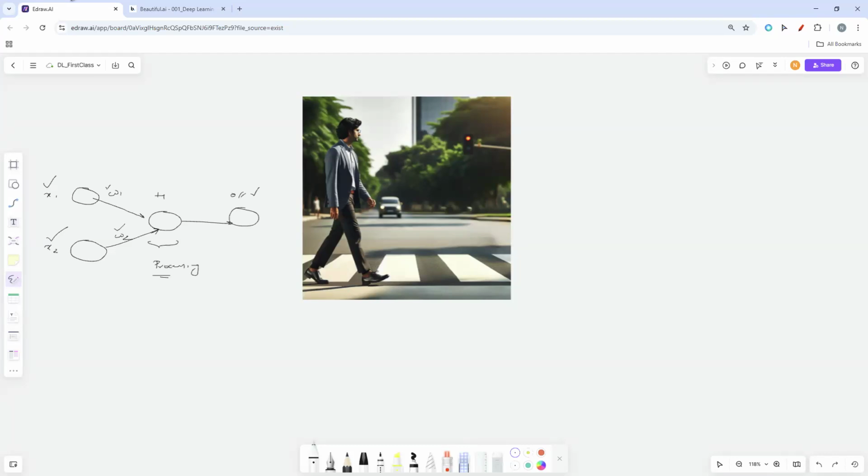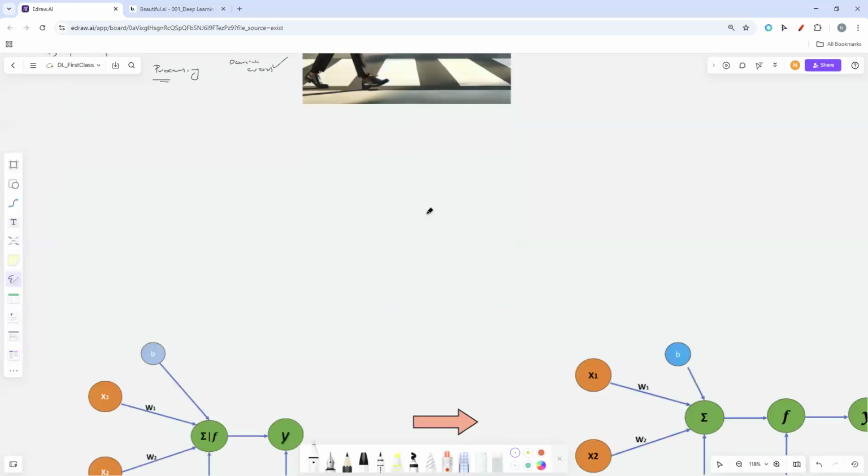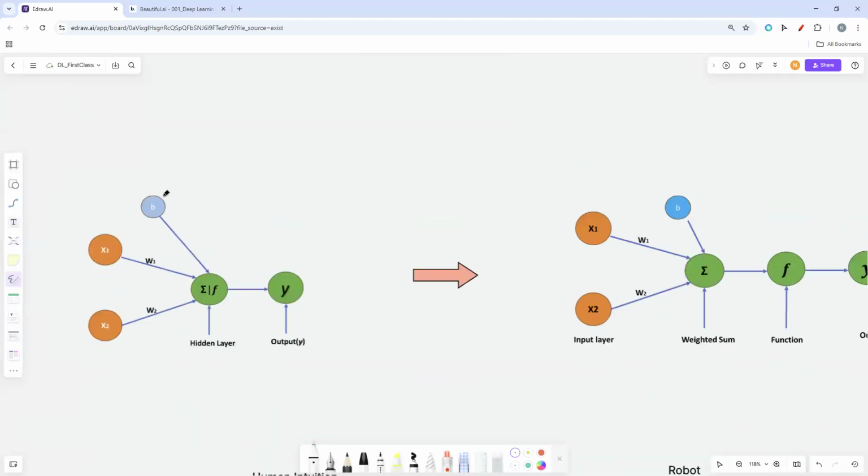So this output should say cross the road or don't cross now. Don't cross, some vehicle is approaching. So your brain will be saying this kind of decision: don't cross the road now. Something like that. So this is a simple neural network I have taken, and let us see. So this is the one I have taken, right? So this is the neural network I have taken up now.